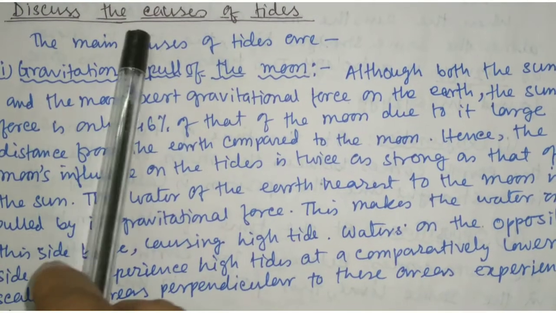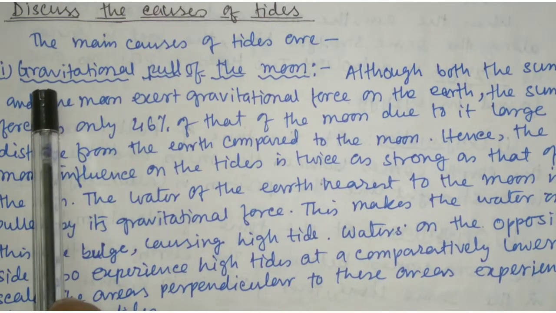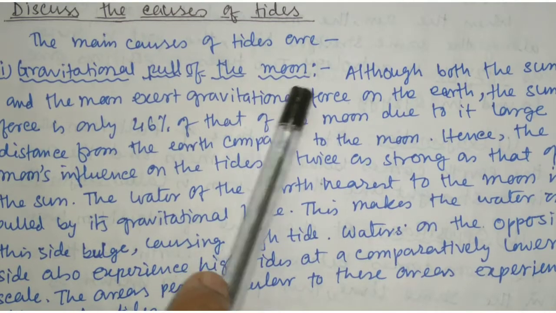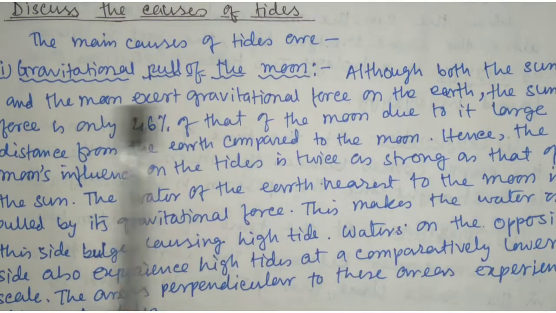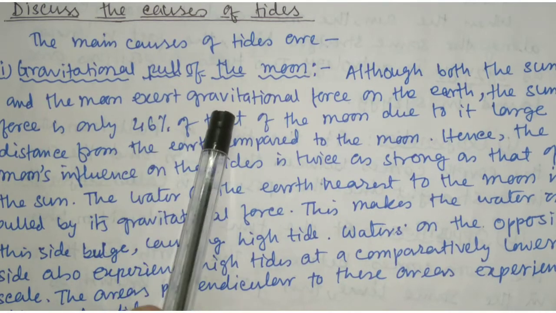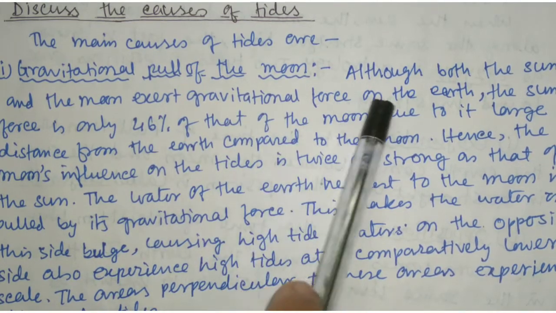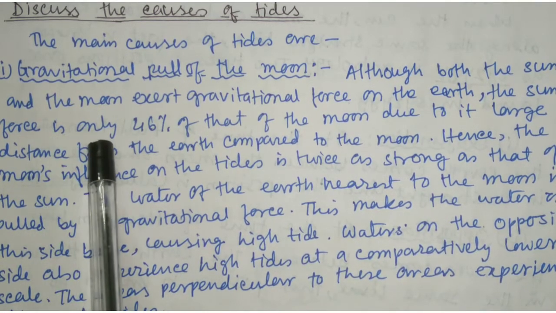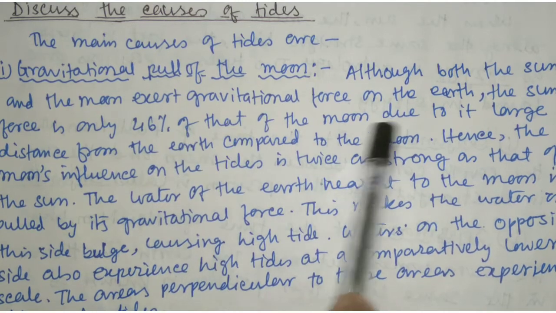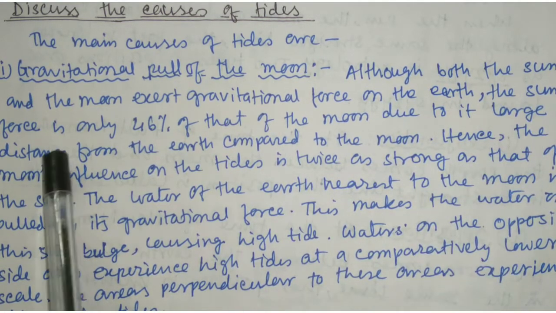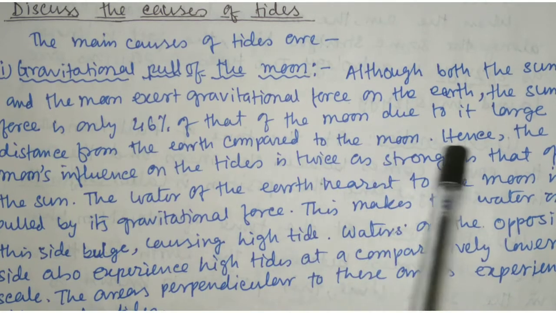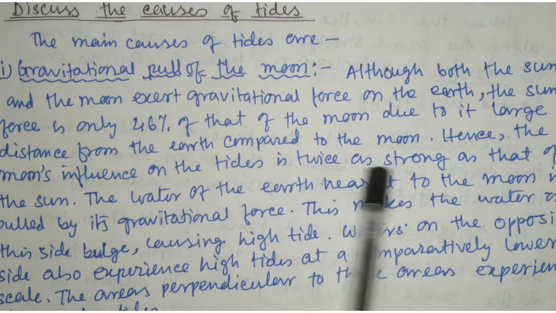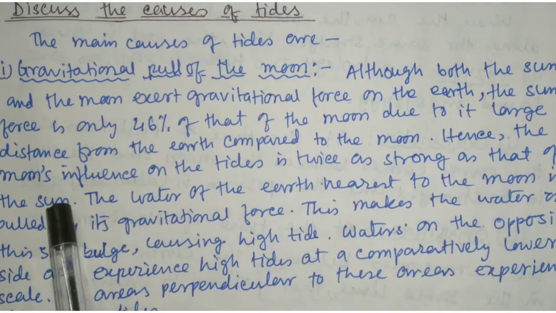Now discuss the causes of tides. The main cause of tides is the gravitational pull of the moon. Although both the sun and the moon exert gravitational force on the earth, the sun's force is only 46% of that of the moon due to its large distance from the earth compared to the moon. Hence, the moon's influence on the tide is twice as strong as that of the sun.